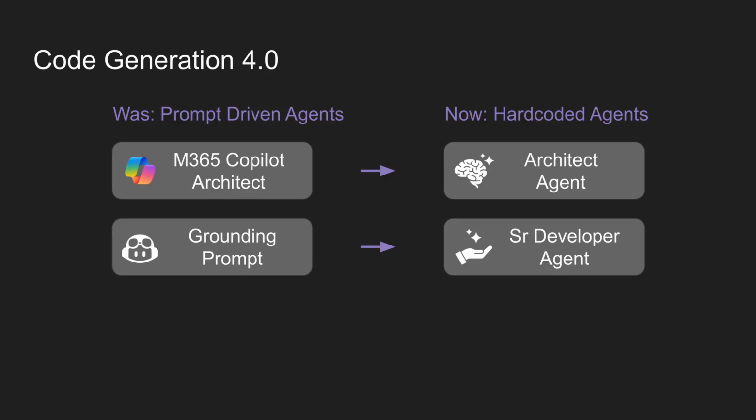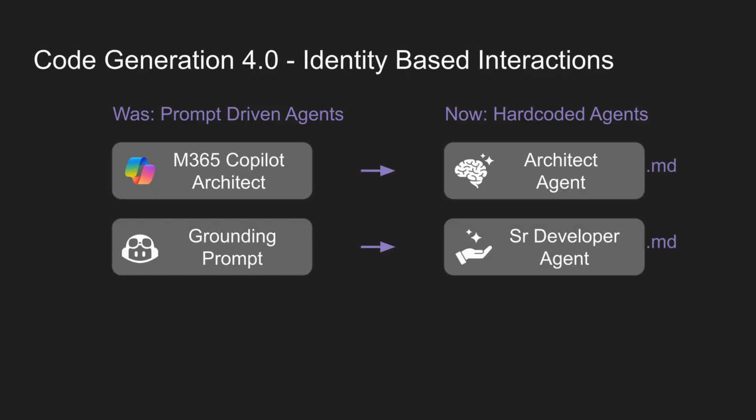Now we've decided to create more of an identity-based interaction. We have a file for the architect, and then we also have a file for the senior developer. And these are now hard-coded into the editor, so we never have to remember or worry if we forgot any specific details about how they're supposed to do that work.